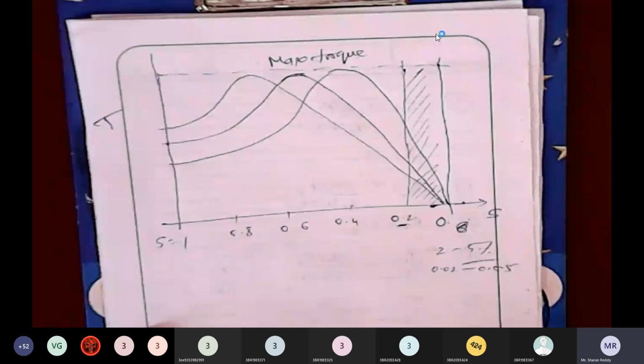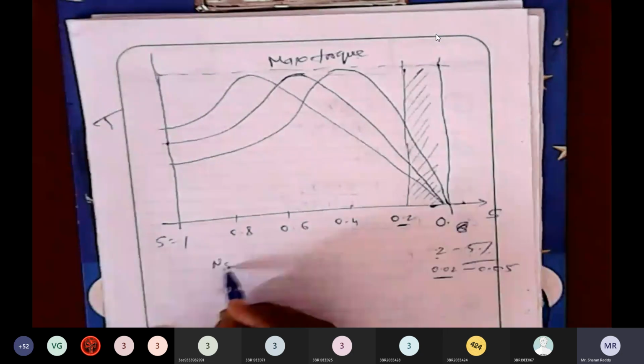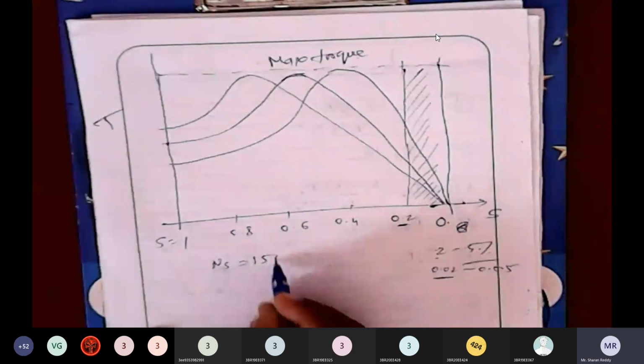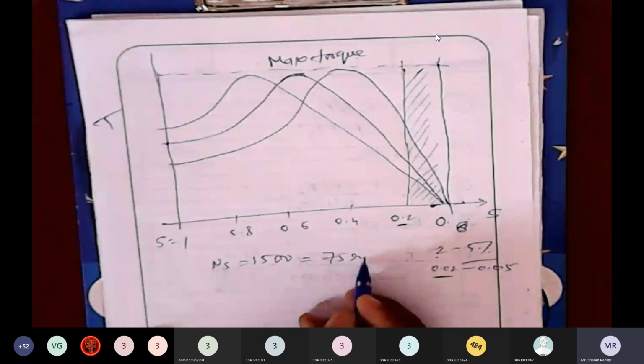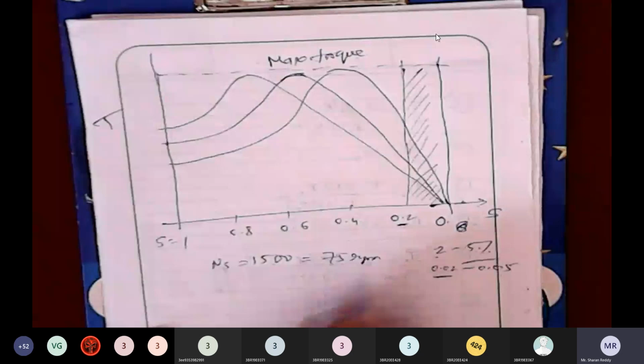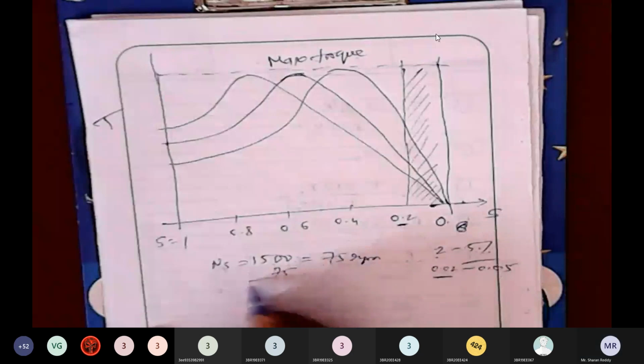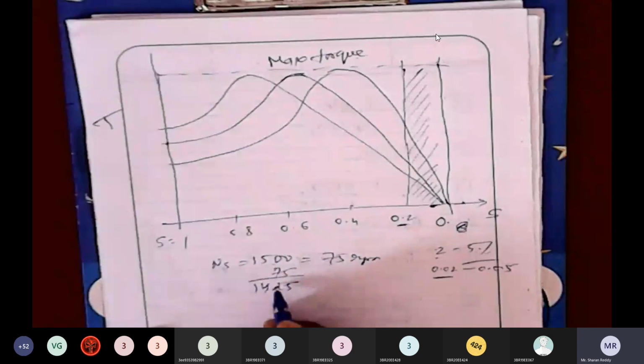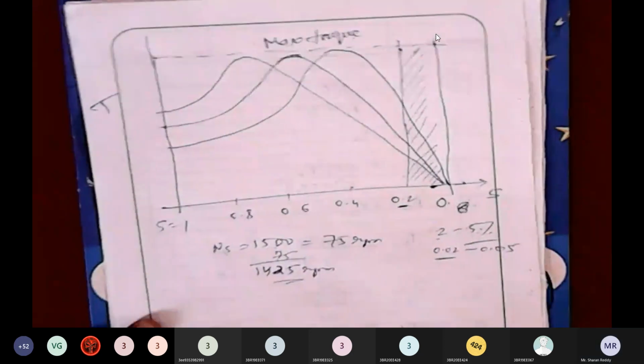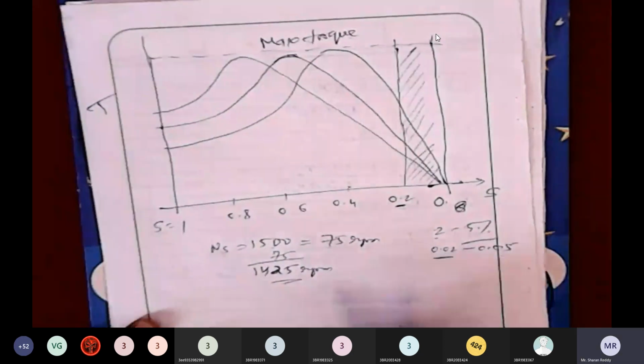2% means 0.02. For example, if Ns is equal to 1500 rpm, what is 5% of this? 5% of this is 75 rpm. So 1500 minus 75, we can run the motor in the range of 1425 rpm only. We can apply the load when the rotor speed is 1425. It is better to operate in this range only. If the rated speed is 1500, you can apply the load. What happens to the speed when you put the load?